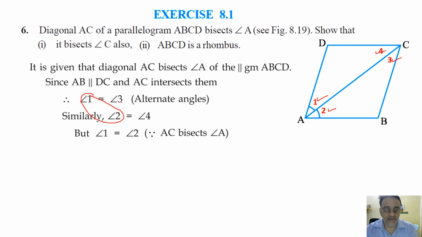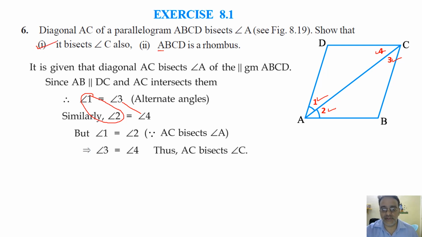So therefore it will imply angle 3 is also equals to angle 4. Why? Because angle 1 is equals to angle 3, angle 2 is equals to angle 4, and angle 1 is equals to angle 2 will imply angle 3 is equals to angle 4. Thus AC bisects angle C also. So first bit is over.